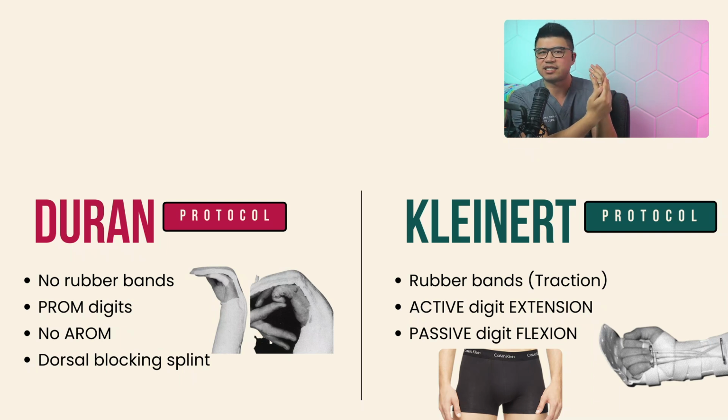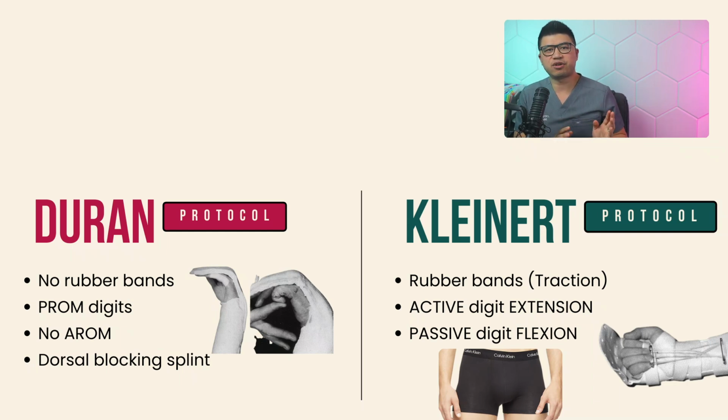The Duran does not use any rubber bands or any active muscle contractions. In contrast, the Kleinert protocol does use rubber bands as traction for the digits, and instead of passive range of motion, the patient performs active digit extension combined with passive digit flexion from the rubber bands. Note that extension is active, but flexion is still passive for range of motion.